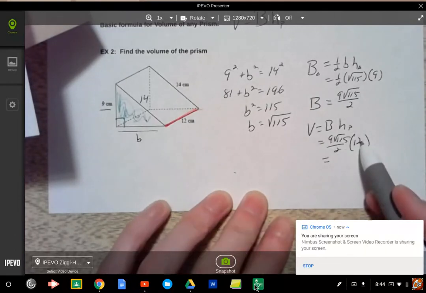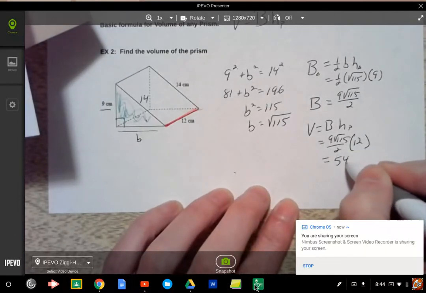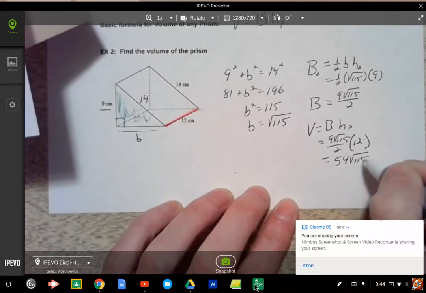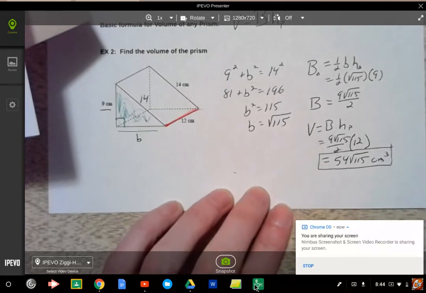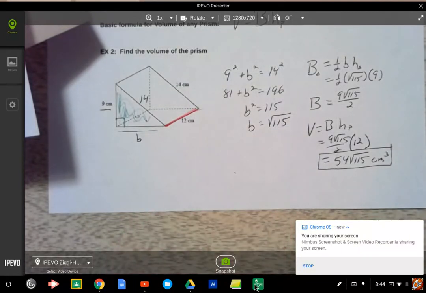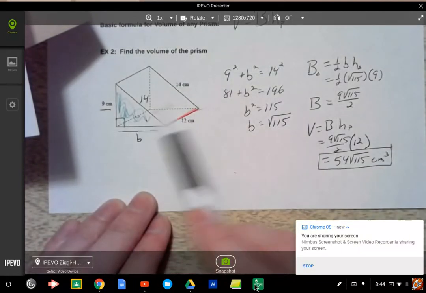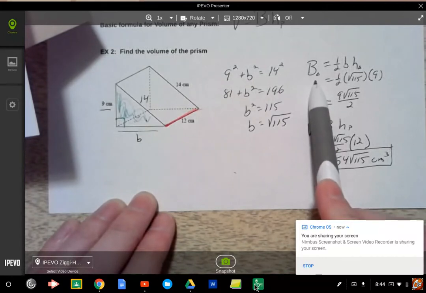So 1/2 of 12 is 6. 6 times 9 radical 115 over... and there we go, centimeters cubed. There is the volume of that triangular prism. It doesn't matter what the shape of the base is. I just need the area of the base, and we know how to find areas.